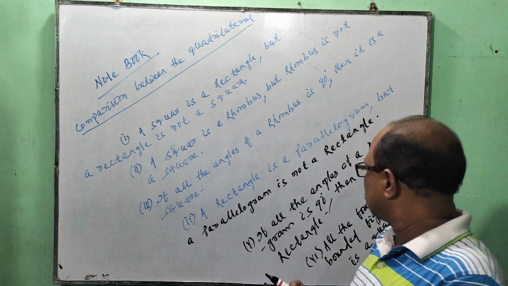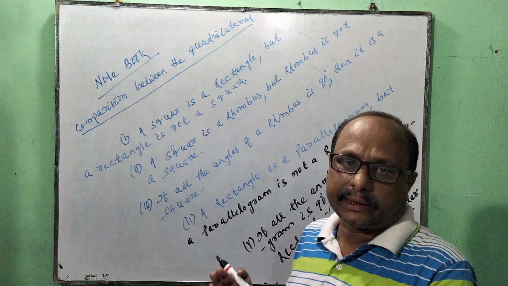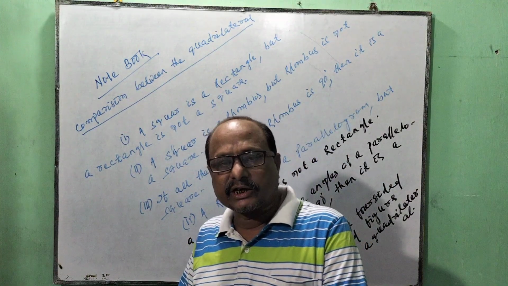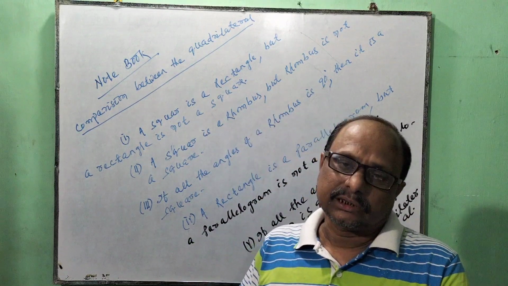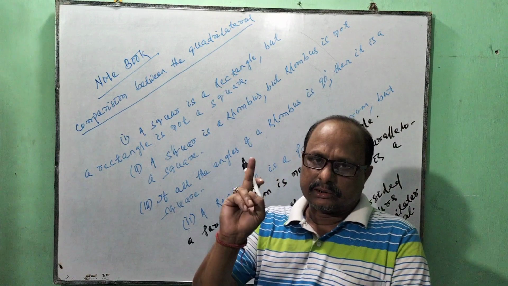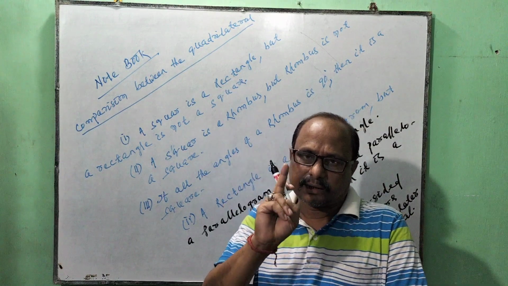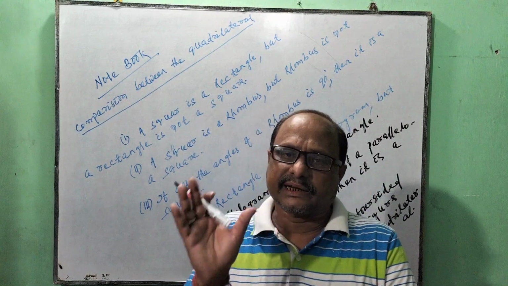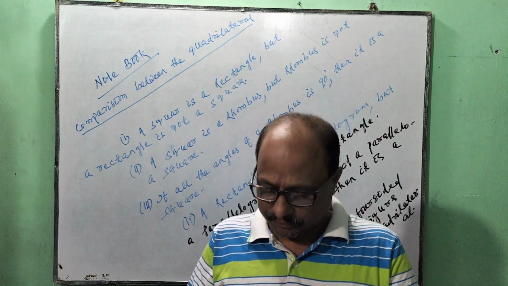So the quadrilateral is completed today. After this class I shall discuss the circle. One 2D topic is left. This is circle, semicircle. The circle is a very easy chapter. So we come to the next class about the circle.